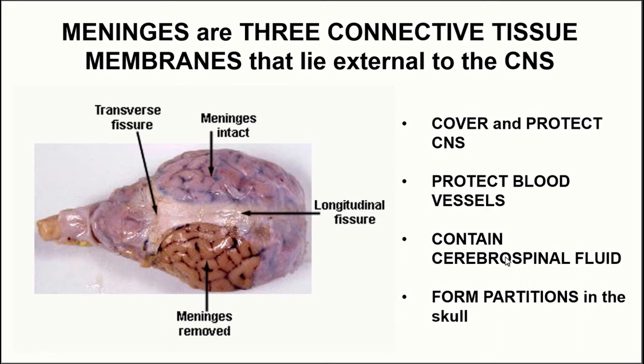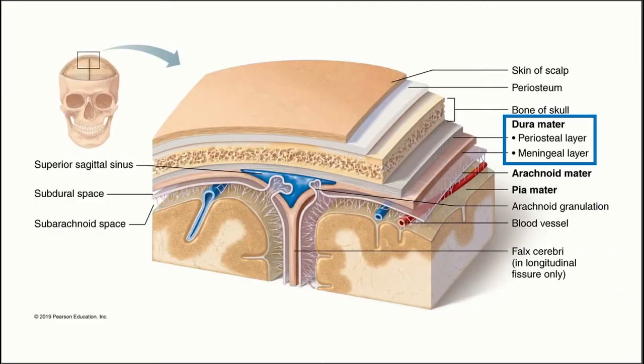They create a pocket which contains the cerebrospinal fluid that surrounds the brain and spinal cord, and they also help to form partitions within the skull. So from external to internal, the meninges consist of the dura mater, the arachnoid mater, and the pia mater.